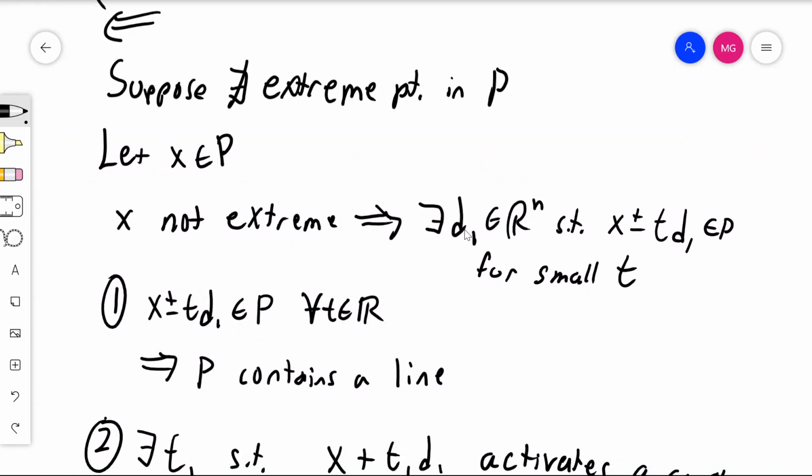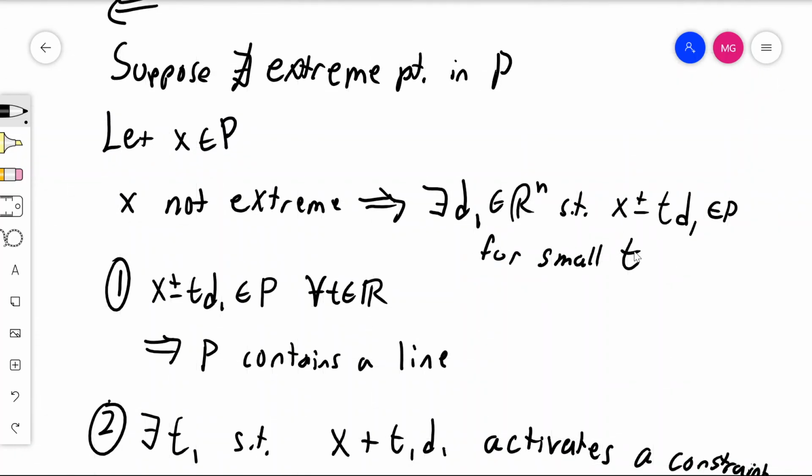Well, it means that there's some direction d1 vector in Rn, such that when you perturb x in the direction of d1, so x plus or minus t d1, that's in the polyhedron for sufficiently small t. So maybe for very large t, if you do a very large perturbation, that's no longer in the polyhedron. But because it's not extreme, as long as you do a small enough perturbation, all the points on that perturbation will be in the polyhedron. So x plus or minus t d1, that's the perturbation. All those will be in P for small enough t.